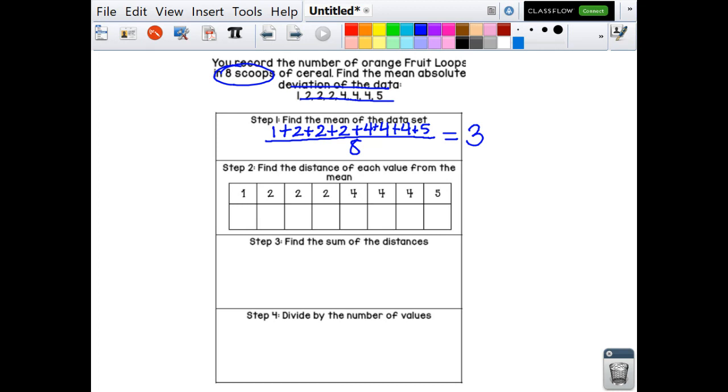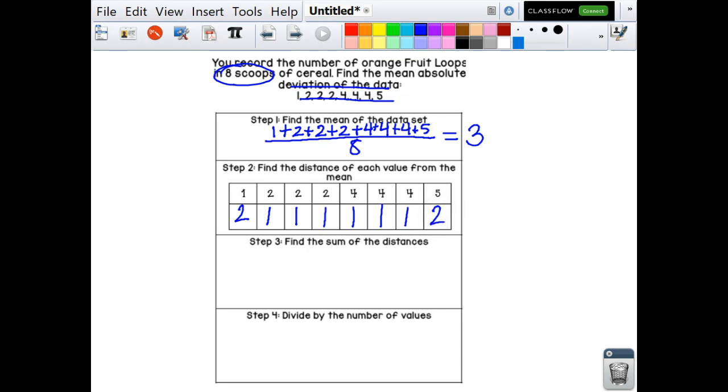Okay. So what's the difference from 1 to 3? What's the distance? Y'all call it out. 2. 2 to 3, 1. 2 to 3, 1. 2 to 3, 1. 4 to 3, 1. 4 to 3, 1. 4 to 3, 1. 5 to 3, 2. Wow. Make sense? Yeah.